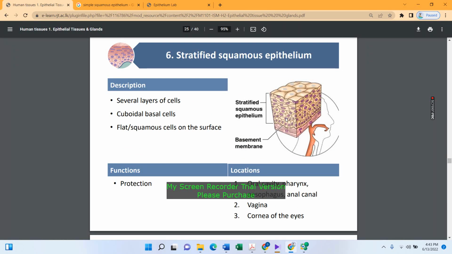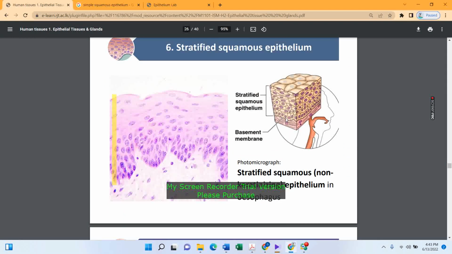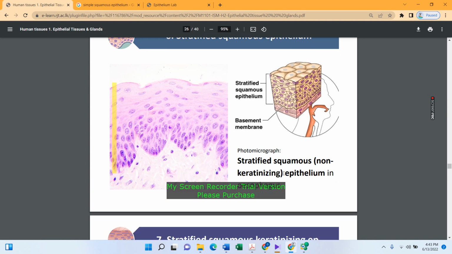Also the anal canal, the vagina, and the cornea of the eyes. Even the eyes are exposed to many frictional substances, air and so on. So the cornea of the eyes is also protected by stratified squamous epithelium. This is the diagram of it. You can see the basal layer composed of cuboidal cells, which have a long, elongated oval nucleus towards the base, right? And on top of it is squamous epithelium, where we find flattened nuclei and flattened cells. This is stratified squamous non-keratinizing epithelium in the esophagus.